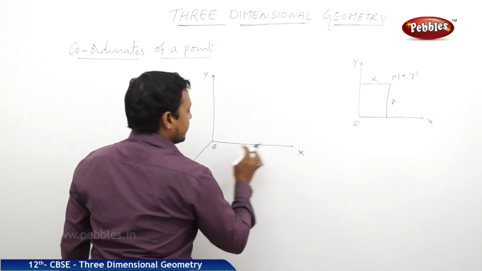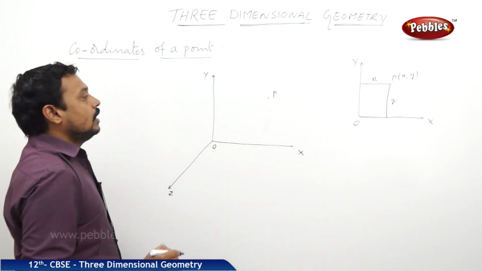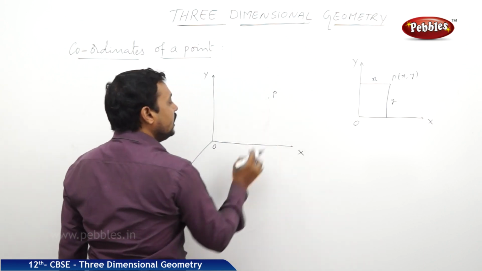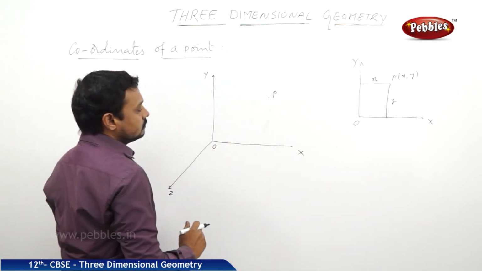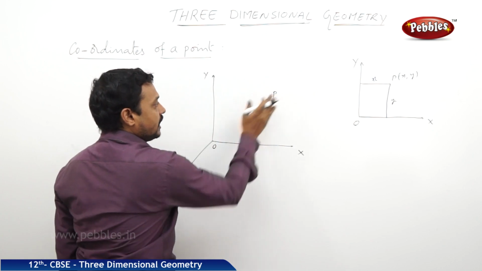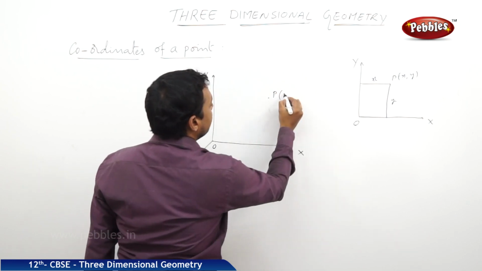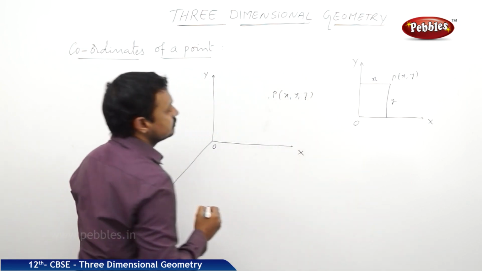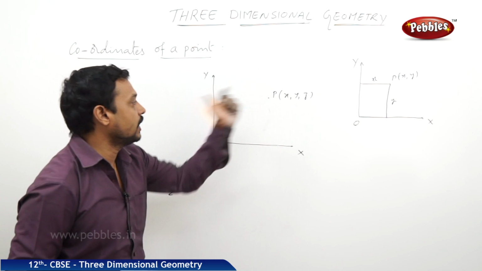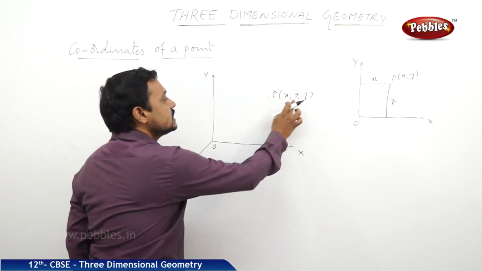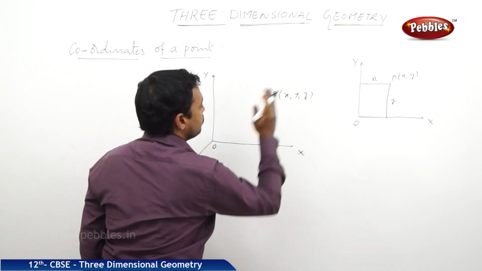Now this is the x-axis, y-axis and z-axis. Suppose there is a point P here. Now suppose the point P is at x distance from the yz plane, y distance from the zx plane and z distance from the xy plane, then the coordinates of the point will be x, y, z. So x is the distance of P from the yz plane, y is the distance of the point from the xz plane, and z is the distance of the point from the xy plane.